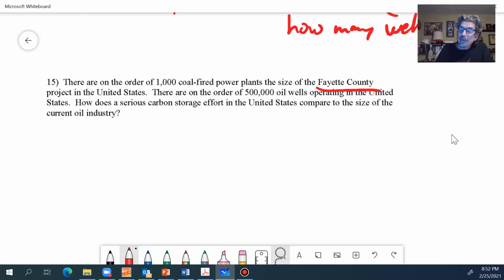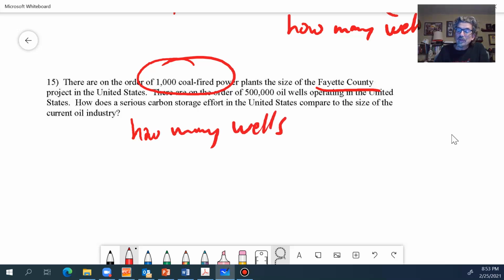This Fayette County power plant is a typical coal-fired power plant. There's something on the order of 1,000 of these in the United States, and there's probably another 1,000 natural gas, but we're just going to look at the coal. So if you have 1,000 of these power plants, then how many wells, if you can reach my chicken scratch, for all the country?